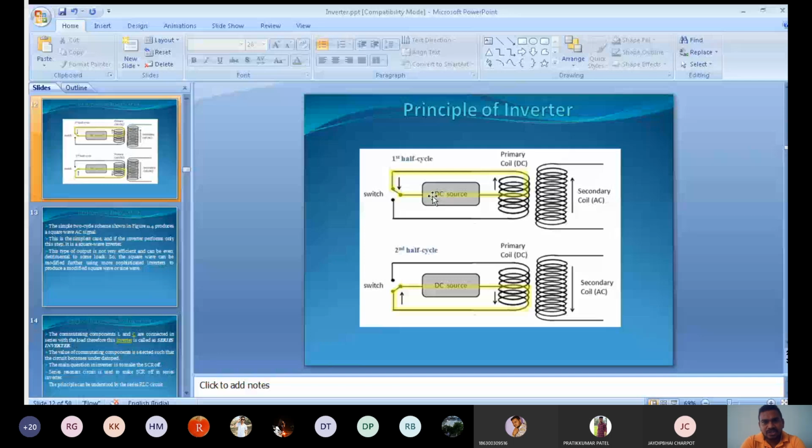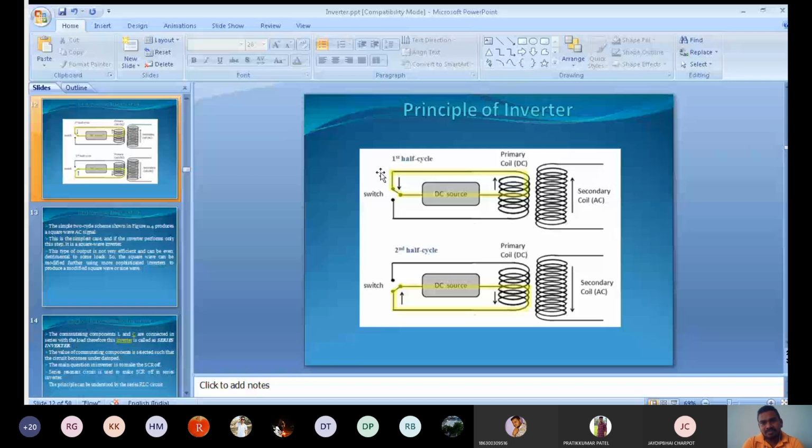Okay, so here what happens: when the switch is connected here, at that time the DC source is given to the upper portion of the primary coil. Understood? When the switch is connected to the upper portion, the DC source is connected to the upper portion of the primary coil.